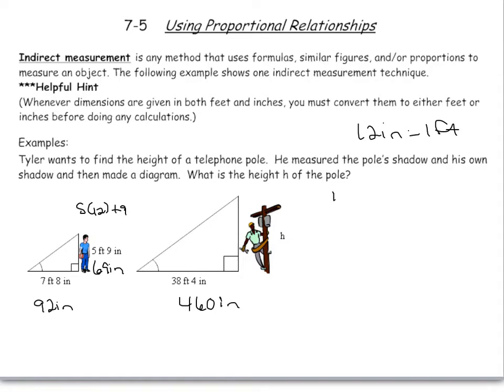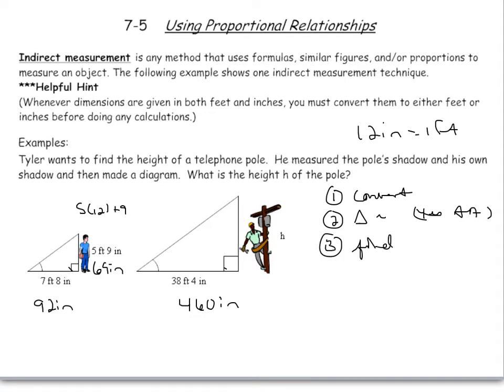Okay, so step number 1, convert your measurements. Step number 2, you should try and see, are the triangles similar? So we want triangle similarity, and in this case, yes, by angle, the 2 right angles right here, and then your 2 angles here. And now step number 3, you can go ahead and find your height. So in this case, we're going to find h. So we're going to set up our proportion.